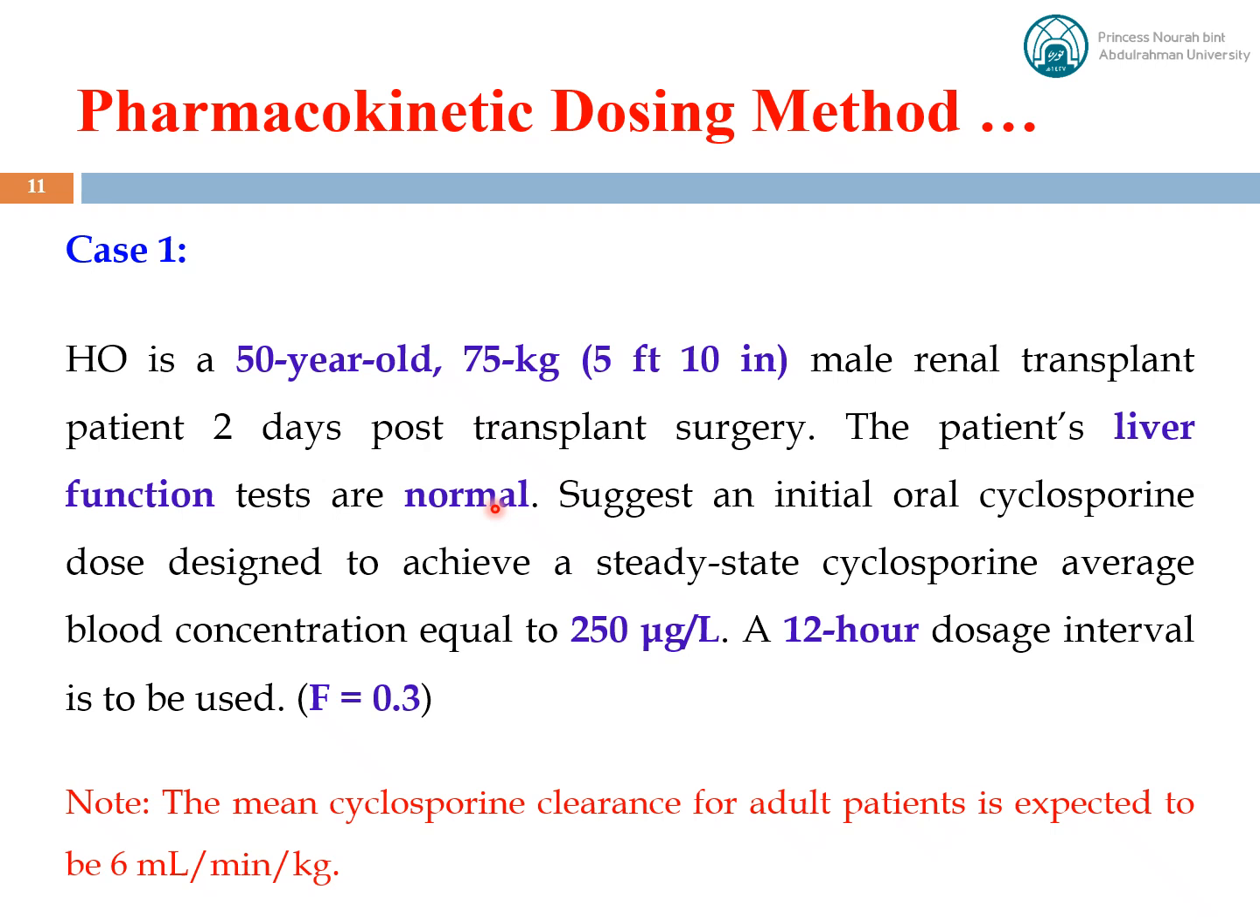Take care of this consideration. Suggest an initial oral cyclosporin dose designed to achieve the steady-state cyclosporin average blood concentration equal to 250 micrograms per liter. A 12-hour dosage interval is to be used with bioavailability F value equals 0.3. Now, the mean cyclosporin clearance for an adult patient with normal liver function is 6 milliliters per minute per kilogram, and his body weight is 70 kilograms.